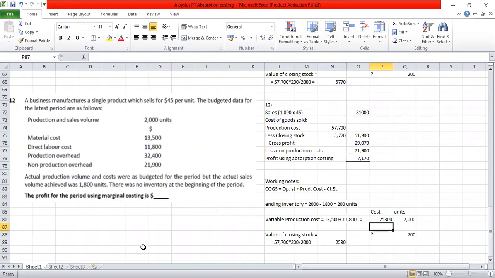If it is 25,300, ending inventory anyway is 200. So for the ending inventory, it will be 2,530. So the total production cost is 57,700, but ending inventory will be only 2,530. So 2,530 is the ending inventory. Non-production costs are the same. So profit here is 3,930.